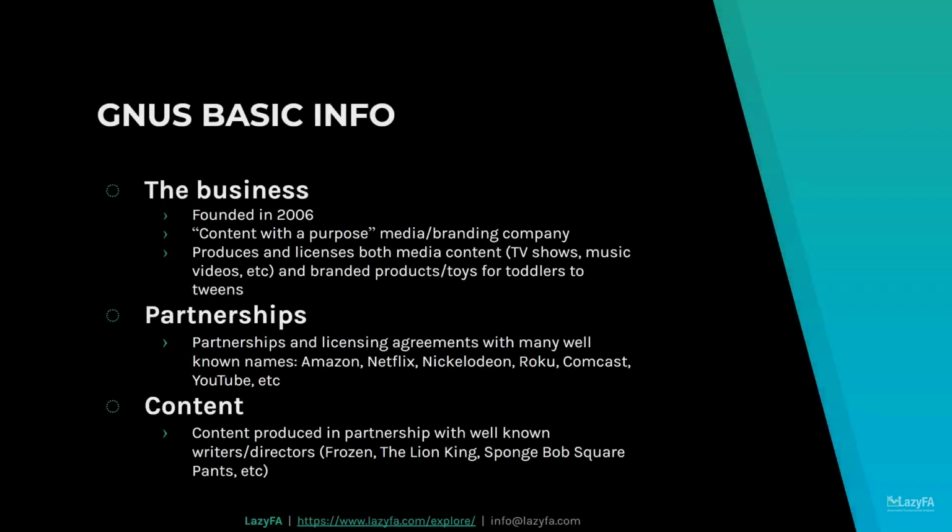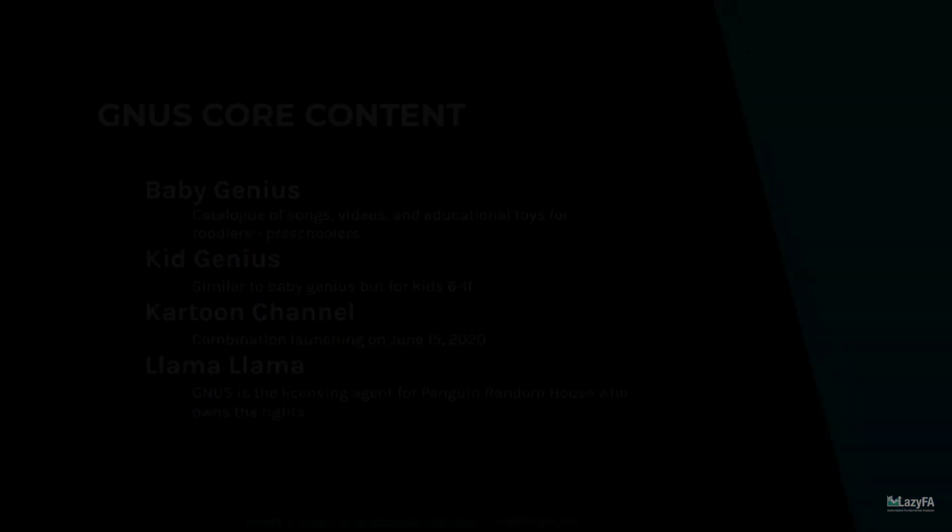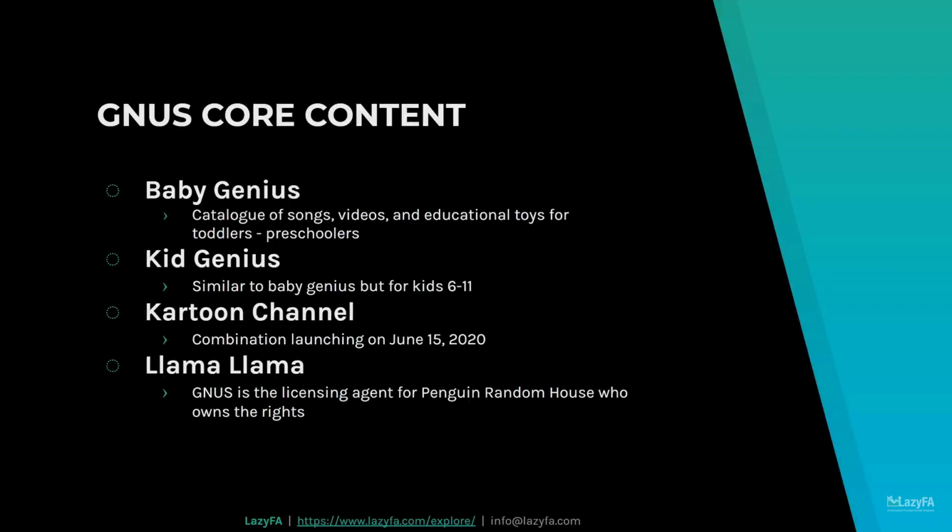And again, their claim to fame, right, is that all of the content they produce is content with a purpose. It's appropriate for kids, and they focus really, really strongly on making sure that everything they do is appropriate for the age groups that they're marketing it to. So it's not supposed to have any kind of innuendos or racism or anything like that in it. It's supposed to be pure. So that's what Baby Genius is. And then Kid Genius is similar, but they market for children ages 6 to 11.